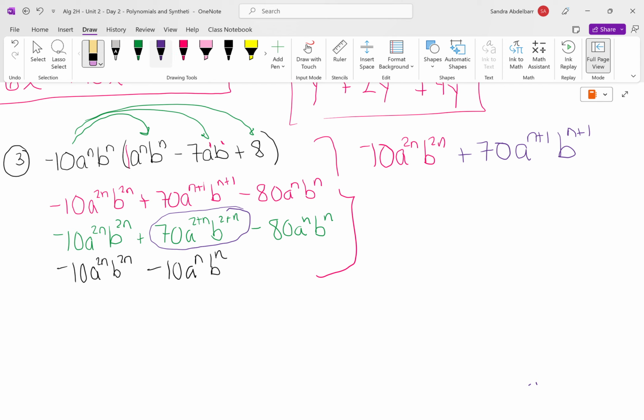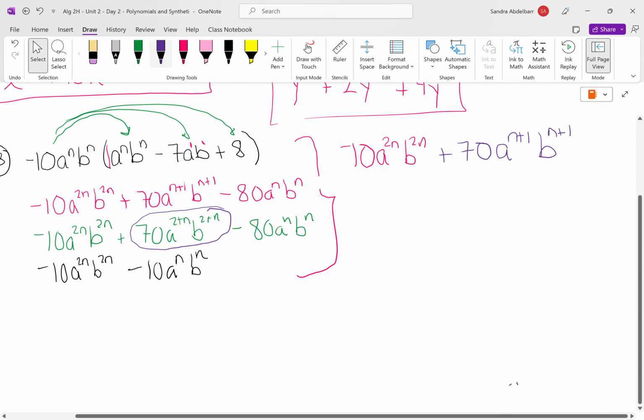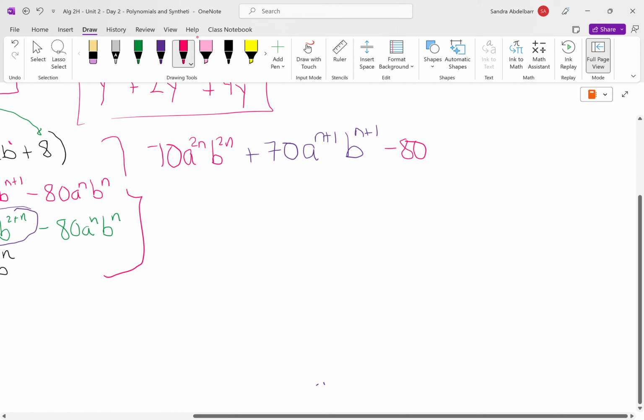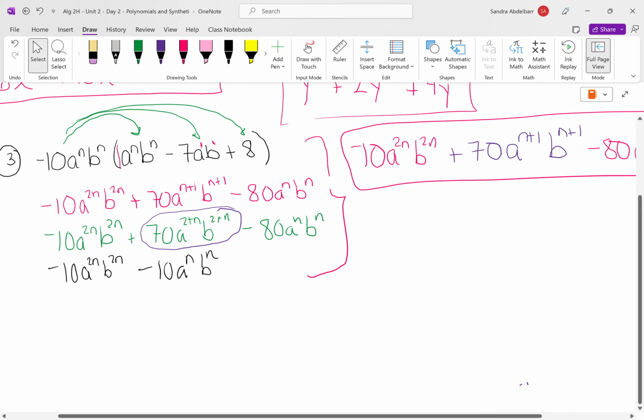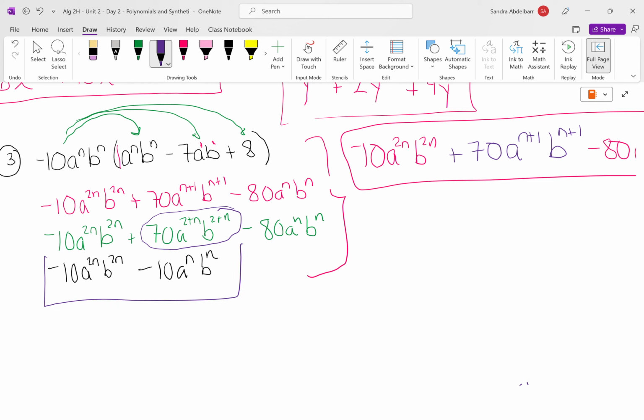Negative 10 a to the n b to the n times 8 is a negative 80 a to the n b to the n. So the first answer was the right answer. What happened here? We forgot to add the 1.